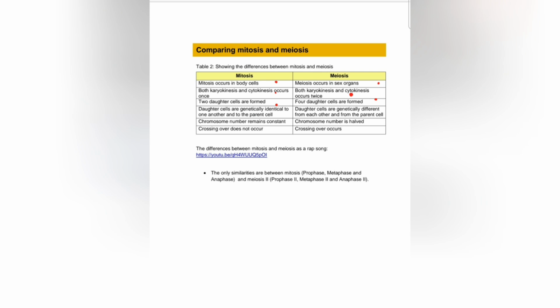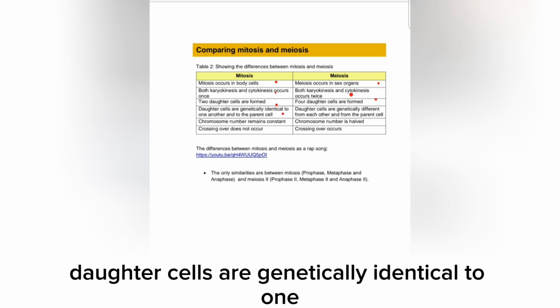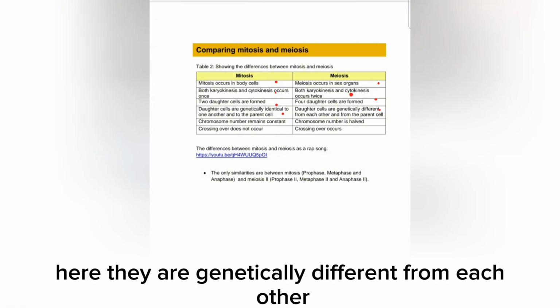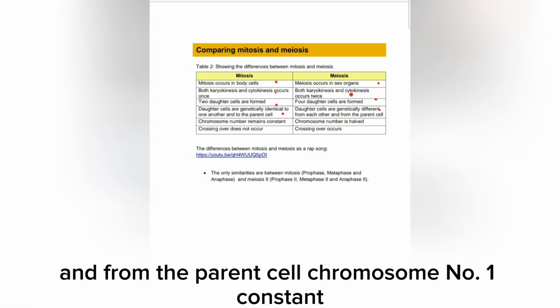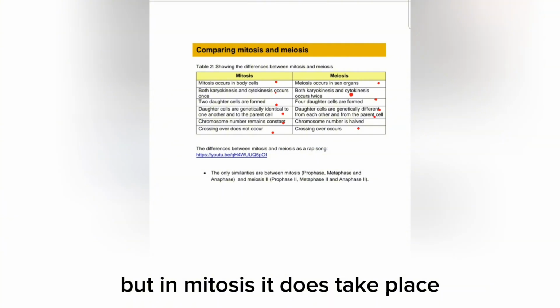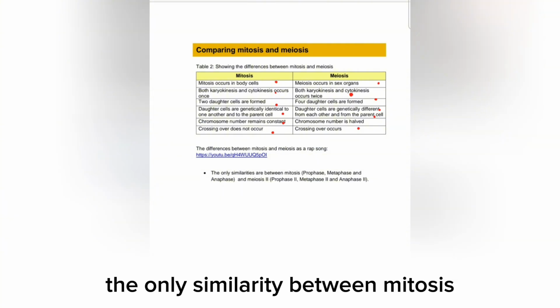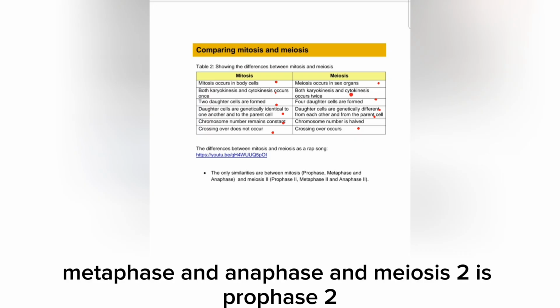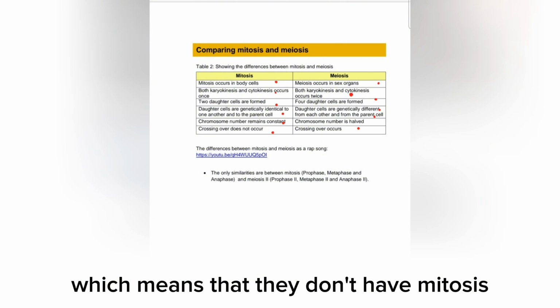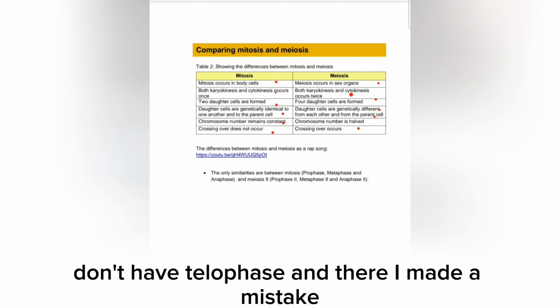In mitosis, daughter cells are genetically identical to one another and to the parent cell. In meiosis, they are genetically different from each other and from the parent cell. In mitosis, the chromosome number remains constant; in meiosis, it is halved. Crossing over doesn't take place during mitosis, but in meiosis, it does. The only similarity is between mitosis and meiosis 2: prophase 2, metaphase 2, and anaphase 2.